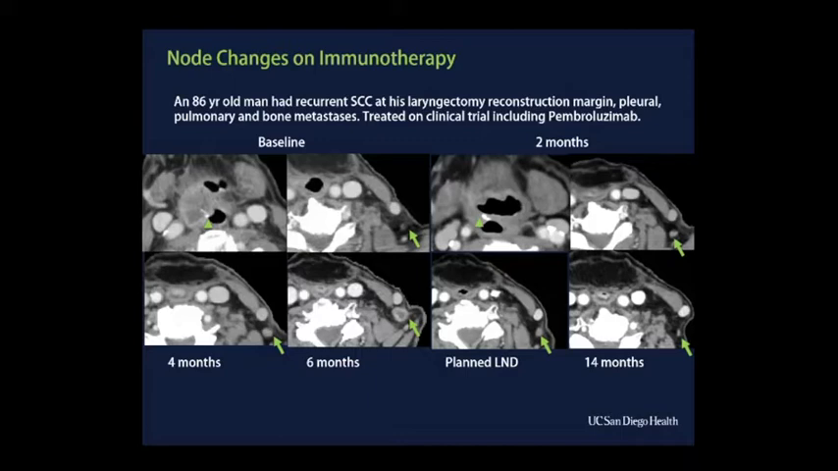At this point, we were all very concerned, where he had had a good response initially, certainly at his primary site, but now we're seeing this node that's been increasing and now has frank cystic changes.